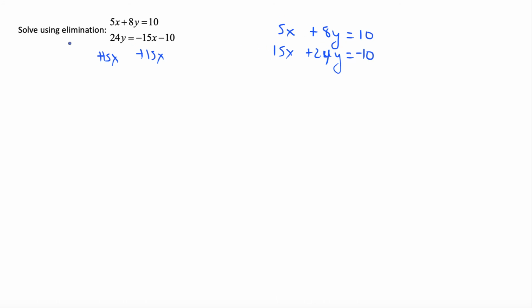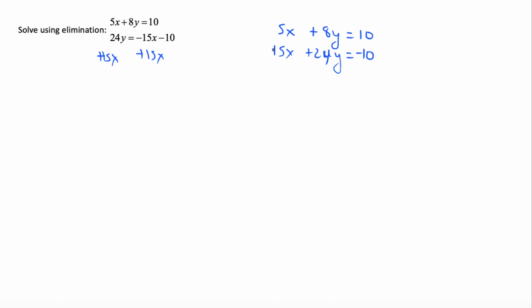Now you notice by elimination, the whole goal is when we add these equations together, right, one of the variables should cancel out. Okay, so for example, we could add this right now if we wanted to. It won't do us any good, right, but we could. And you notice we get 20x plus 32y equals 0. But like I said, that's not going to do us any good because none of the variables have eliminated.